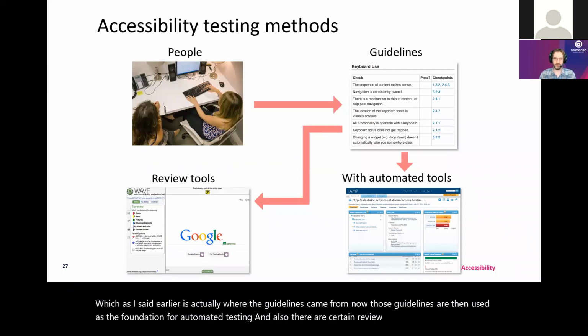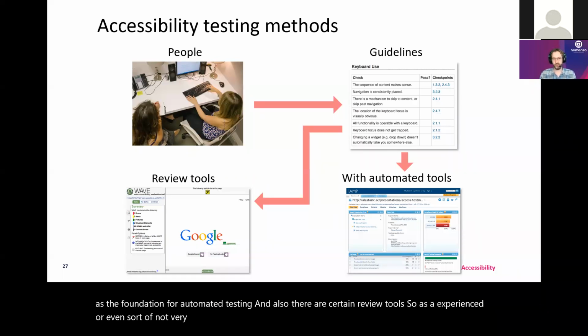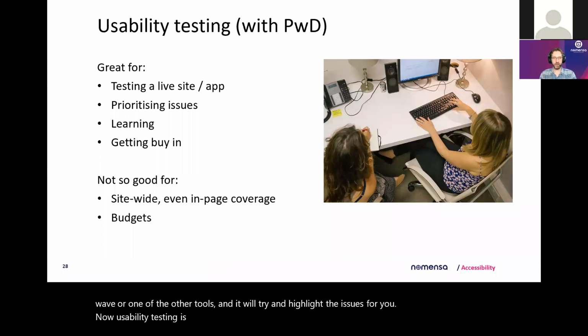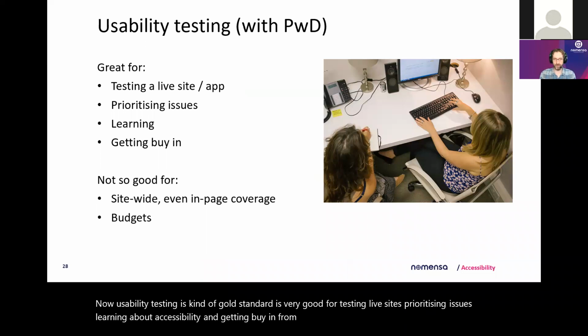So as an experienced or even not very experienced accessibility person, you can open a page, use something like Wave or one of the other tools, and it will try and highlight issues for you. Now, usability testing is kind of the gold standard. It's very good for testing live sites, prioritizing issues, learning about accessibility, and getting buy-in from stakeholders who can see problems happening.